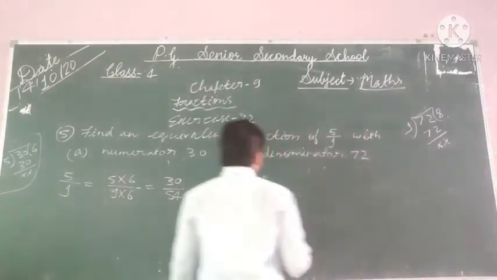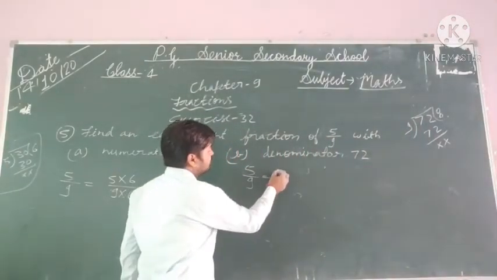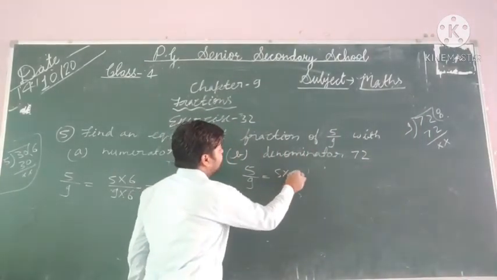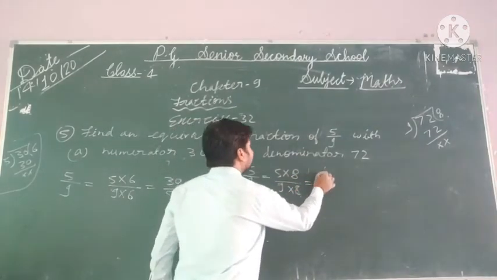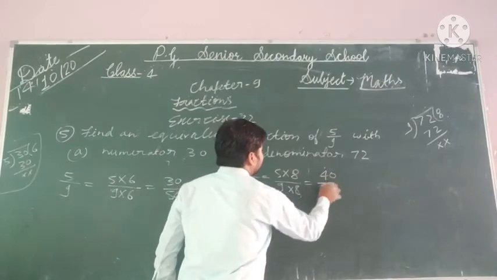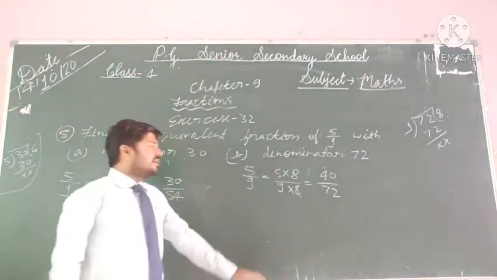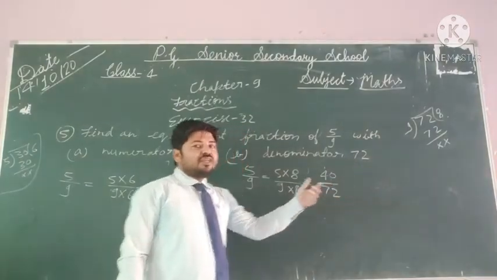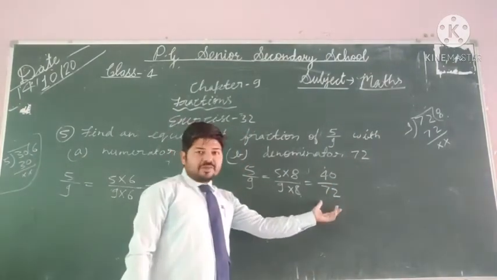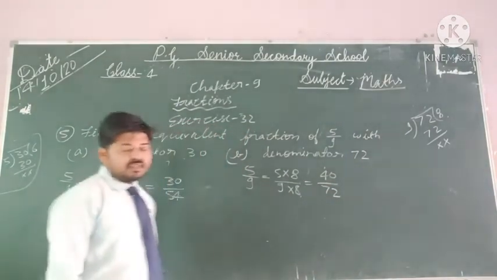So you will multiply both numerator and denominator by 8. So 5 8s are 40 and 9 8s are 72. Now you can see, beta, how much has your denominator become? 72. And the question was also saying, beta, how much should the denominator be? 72. So like this you have to solve.